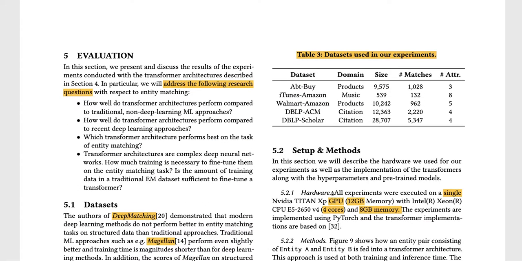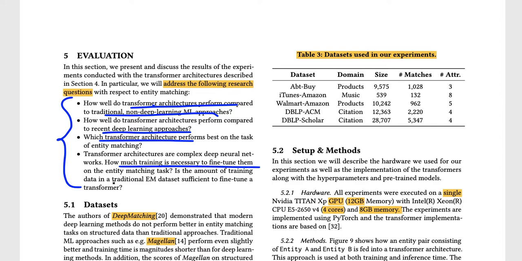Now, since we have seen all the 4 architectures, let us see how they perform as compared to the conventional solution of Magellan, and also the other state-of-the-art deep learning techniques like DeepER and DeepMatcher. Essentially we are trying to answer the following questions: how well do the transformer architectures perform compared to the traditional techniques, how do they compare to the state-of-the-art deep learning techniques, which transformer is the best out of the 4 we have seen, and how much training time does it take to fine-tune them, right? So these are the things which we will see.